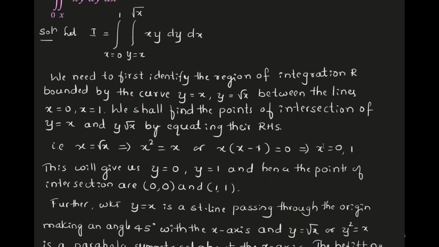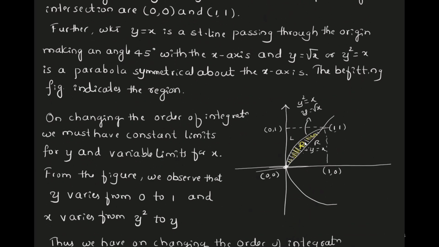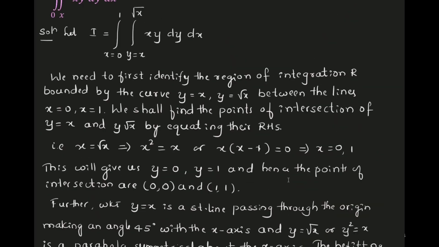First, what is the first step? We have to identify the region. We have to draw the graph. Then if x is a constant limit and y represents the variable limits, then we need to reverse them. We need to reverse means what? We need to find y as constant limits and x as variable limits. We need to convert them. So later the remaining simplification is the same as you did in the previous examples.